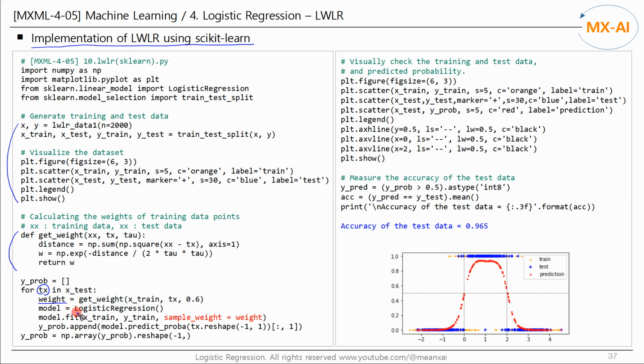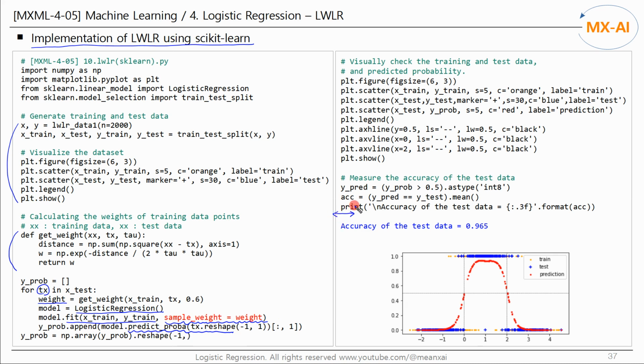Create a logistic regression model. Then we fit this model to the training data. Pass the weights calculated above to the sample weight argument. Then calculate the predicted probability of the test data. The rest of the code is the same as the previous code.